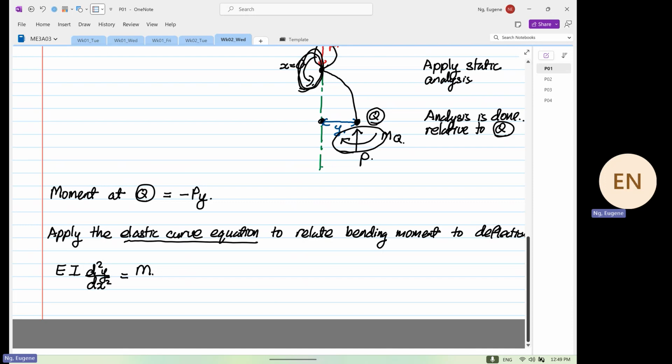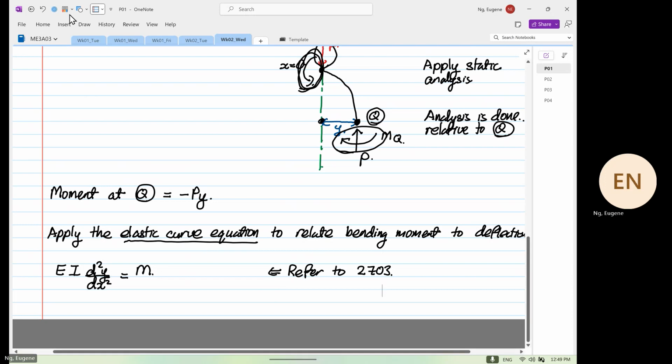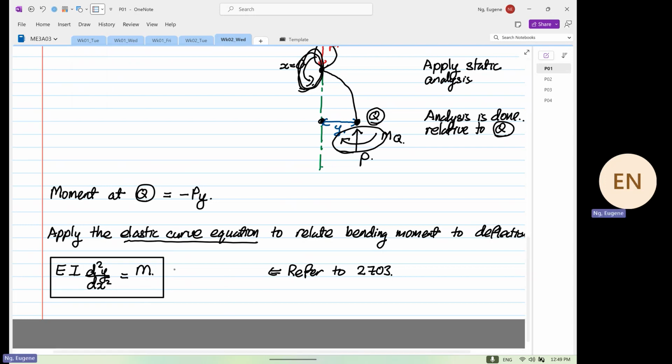Can you all refer to your notes in 2Z, please? It's okay. If not, I'll explain, it's fine. I'm just going to apply it and use it. So this is known as the elastic curve equation.